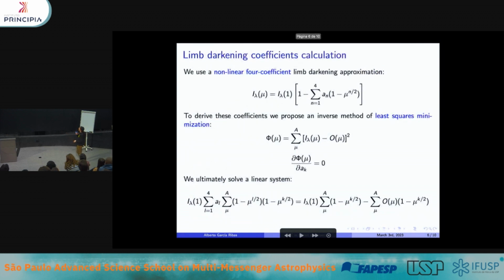And here is the mathematical calculation of this limb darkening. Usually people do a numerical approach, but I wanted to have an analytical solution, so I did all the hard work. Basically, it's this method of least squares minimum. So we have an approximation with this non-linear 4-coefficient limb darkening approximation. We try to fit it to the synthetic data, and doing this nice math over here, we have a linear system with a 4-by-4 matrix here, and some coefficients over here.